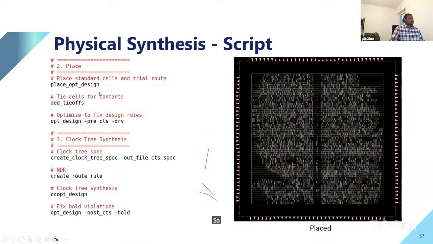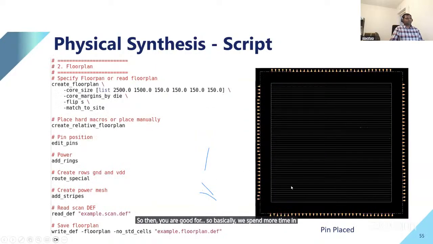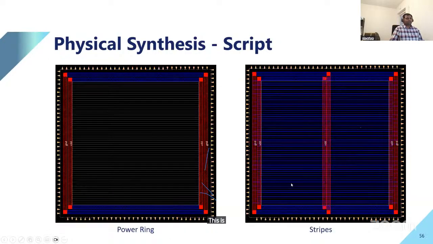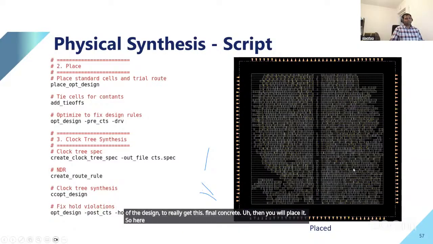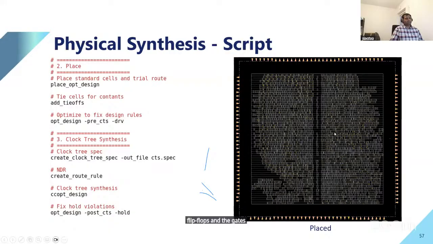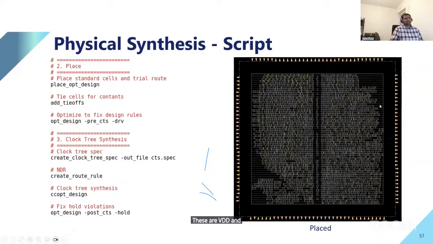So then you are good. Basically we spend more time in floor planning here. This is a crucial time. You can say more than 50% of the design time is spent here to really get this final concrete. Then you will place it. So here you see all these rectangular blocks. Those are flip-flops and the gates, they are placed. And as I told you, it's not shown here, but these lines, these are VDD and ground. So VDD and ground is already connected by placement itself.